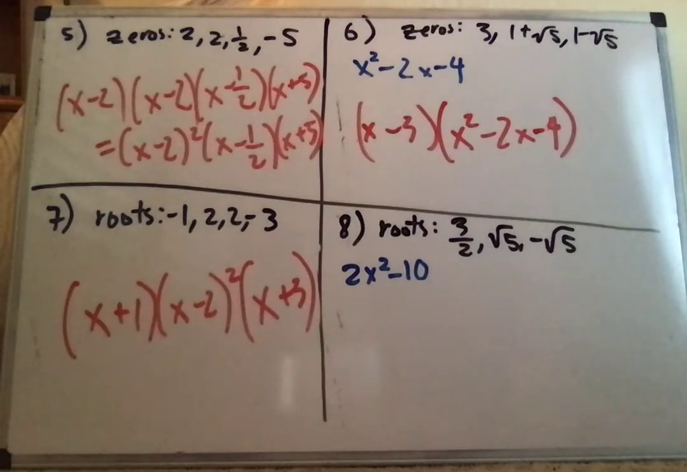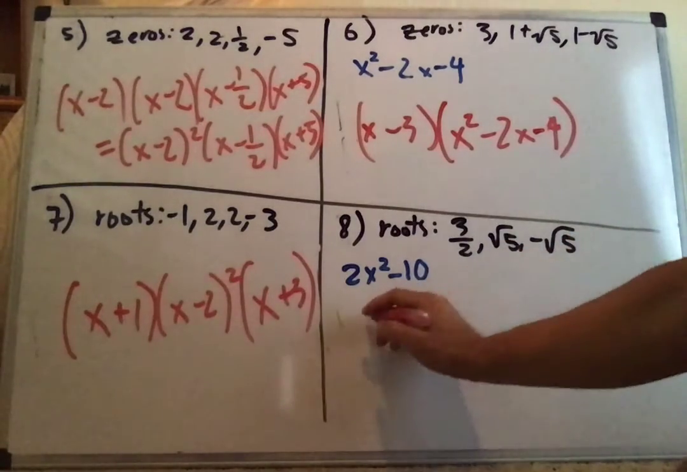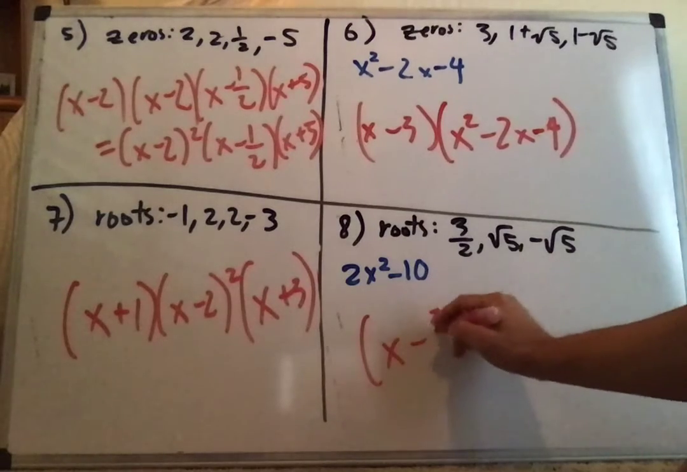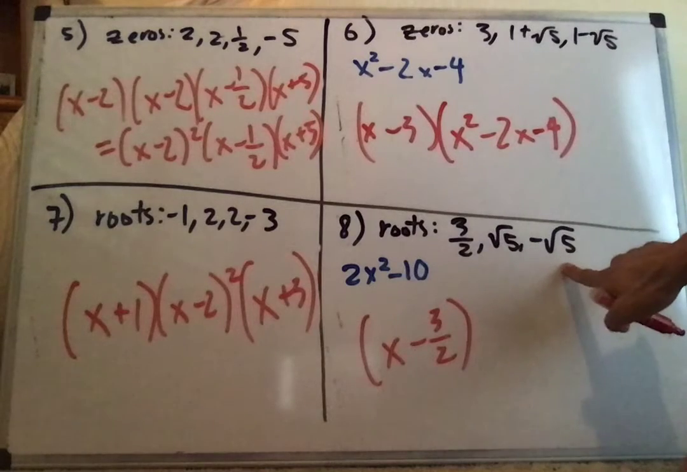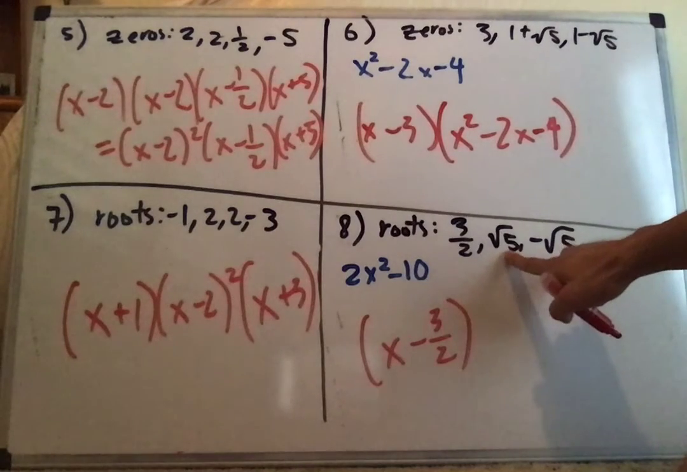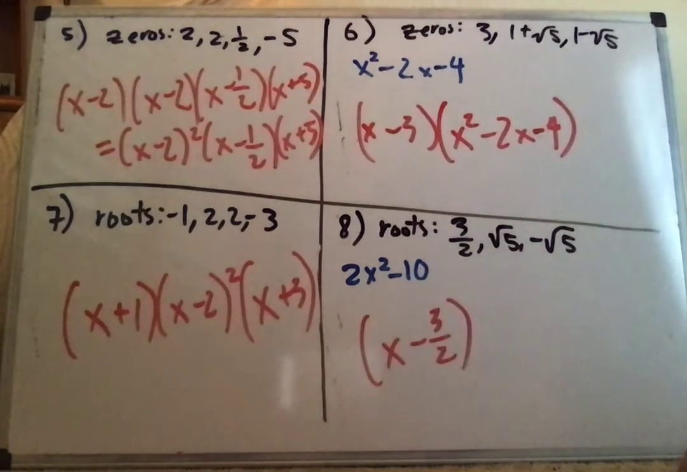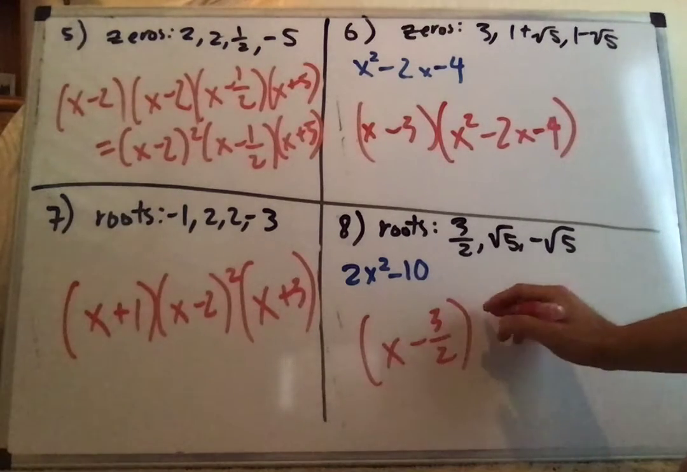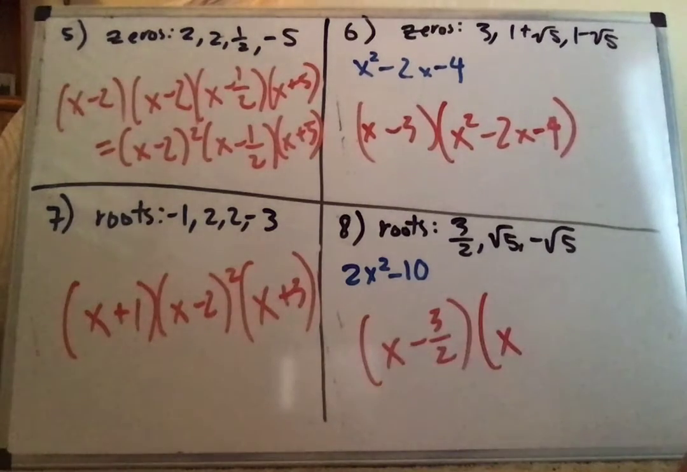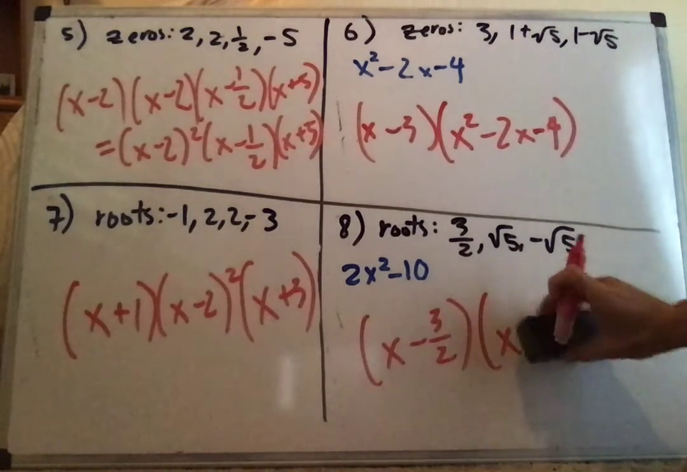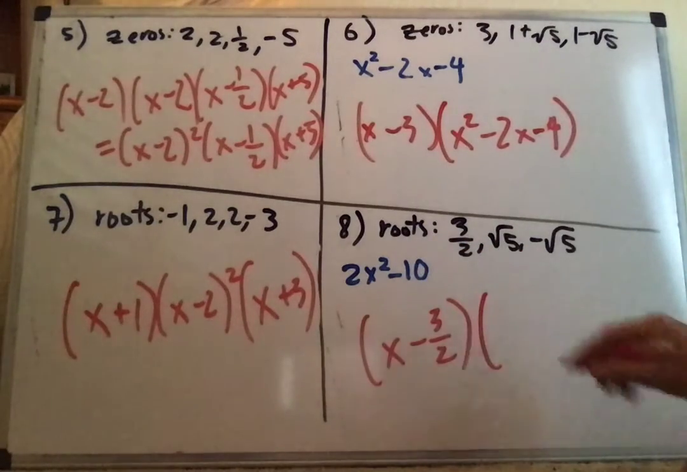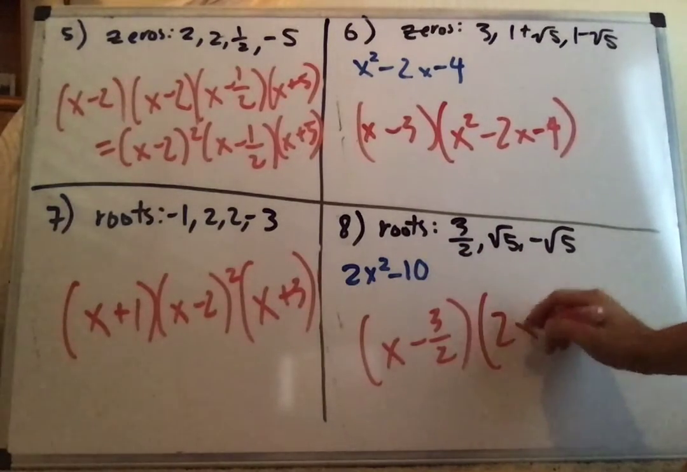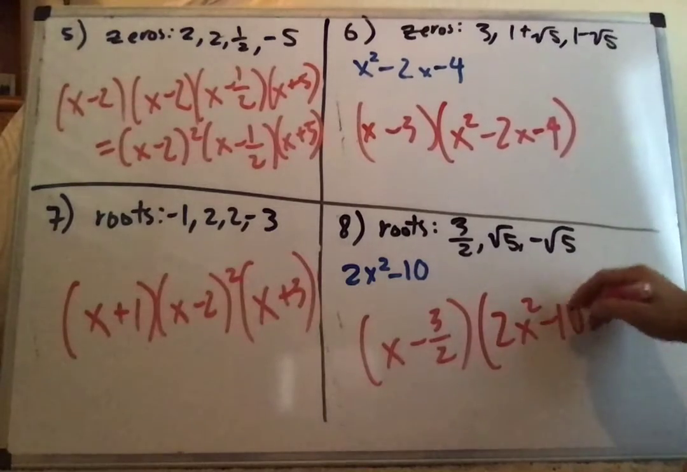Okay, number 8. So I have 3 halves as my first root. That's x minus 3 halves. And then after that, it could be x minus square root of 5, x plus square root of 5, except again, these are irrationals, so I don't tend to write my factored form with irrationals in it. Instead, what I do is take a step back. Do you remember when we divided this? Try to look back at your work for number 4. We ended up with 2x squared minus 10 after dividing by x minus 3 halves. So I'm just going to leave it at that stage, 2x squared minus 10.